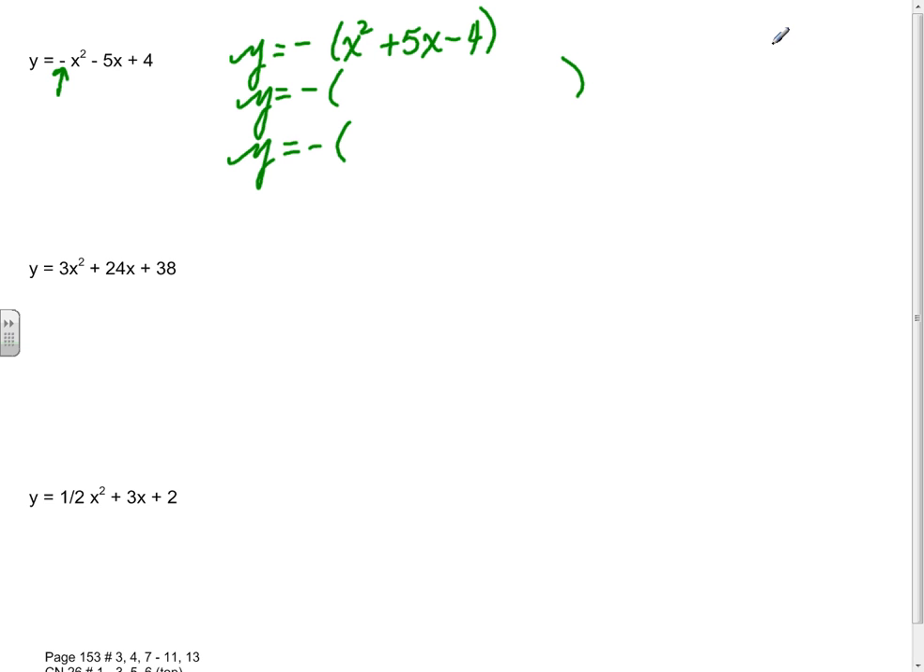My goal, this is really a nasty one, will always be half of the middle term. So my goal will be x plus 2.5 squared. I know that I want to introduce whatever 2.5 squared is, adding and subtracting that to line 2. 2.5 squared is 6.25. So I am going to write my function and add and subtract 6.25.